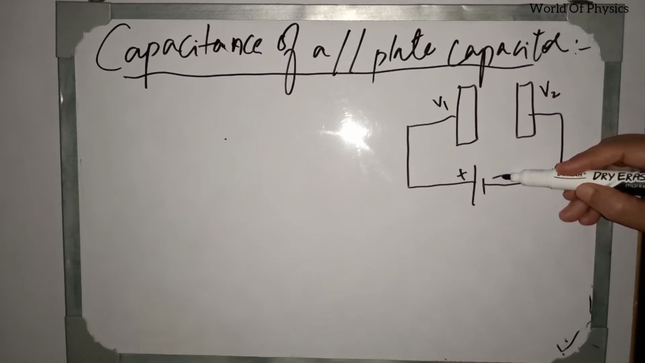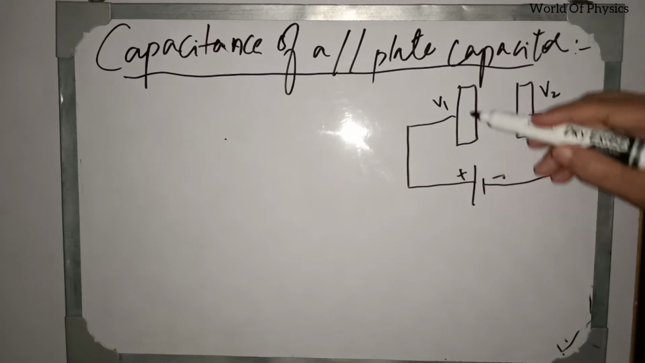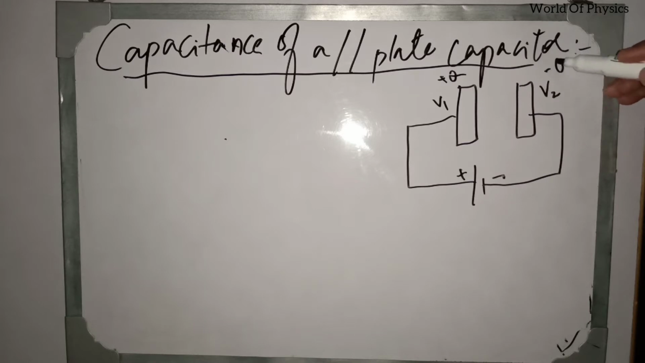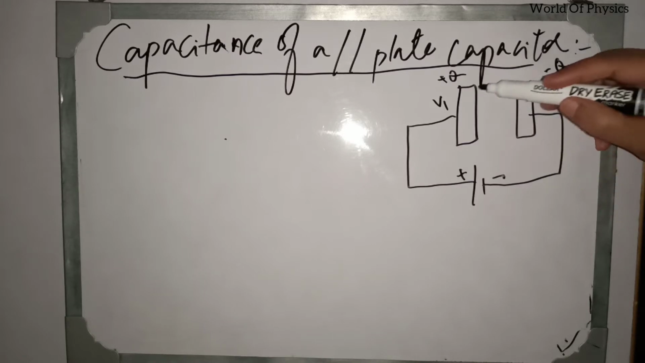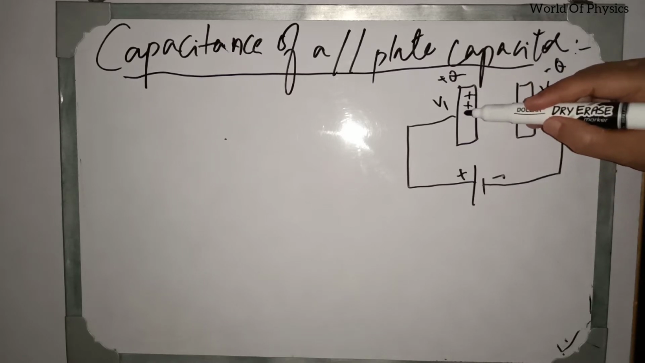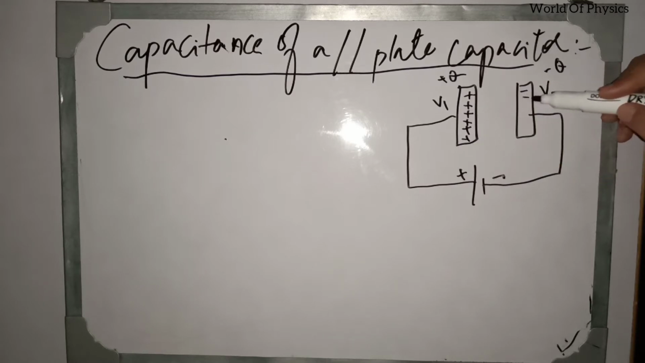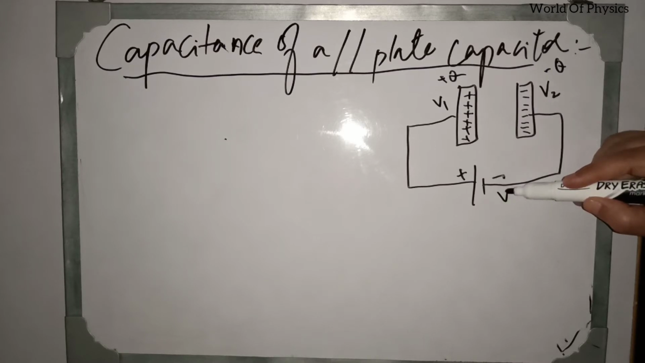Now let the charges on these plates be plus Q on this plate and minus Q on this plate. So positive charges will gather on this plate, whereas all the negative charges will remain on this plate like this. And the potential difference between these two plates is definitely V, which is provided by the battery.